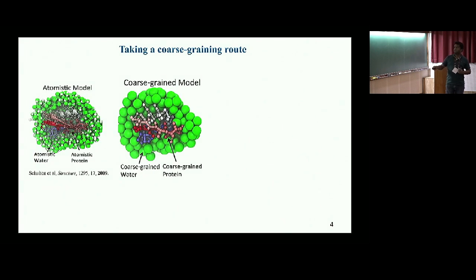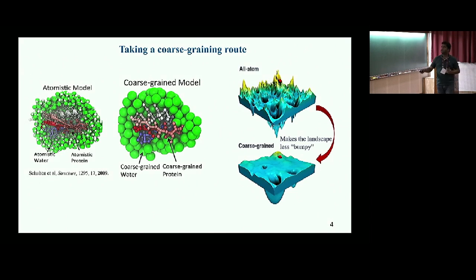Now, I will talk about this slide very briefly. Let's say this is an atomistic representation of, let's say, a protein in water, where you see all the atoms are represented explicitly. In coarse-grained models, you have a much simplified representation. You retain the relevant degrees of freedom. And in this exercise, your underlying energy landscape becomes much smoother. You get rid of the irrelevant minima here, as you see. And once you have a less bumpy landscape, the sampling becomes much easier. So you can go to much longer time scales and much more relevant length scales.